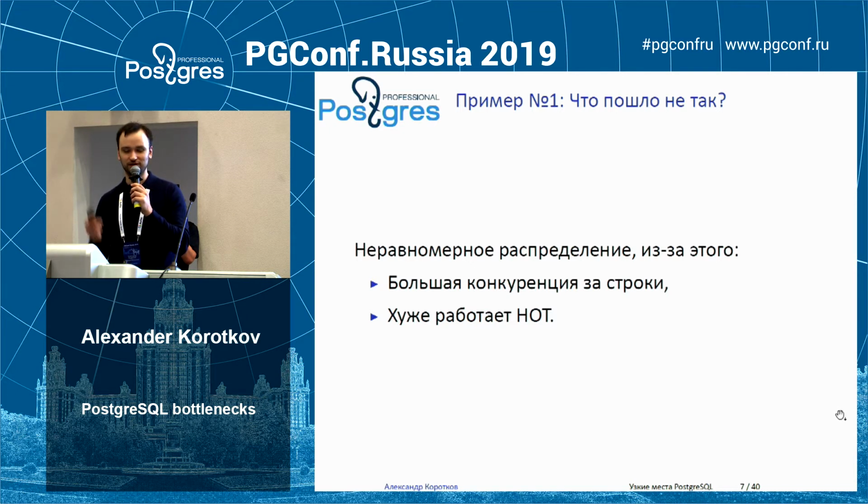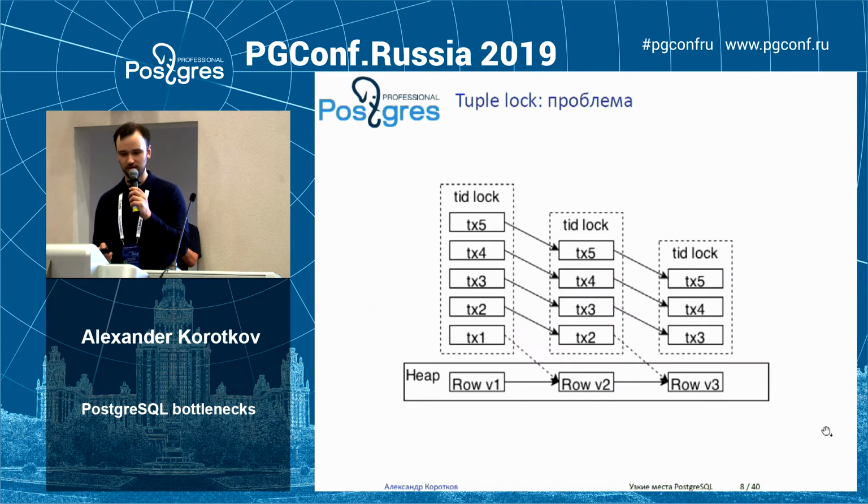Unequal distribution happened, and we encountered very high competition over rows, and they encounter locks. And the next thing, maybe not very clear, is that HOT started to work less intensively.